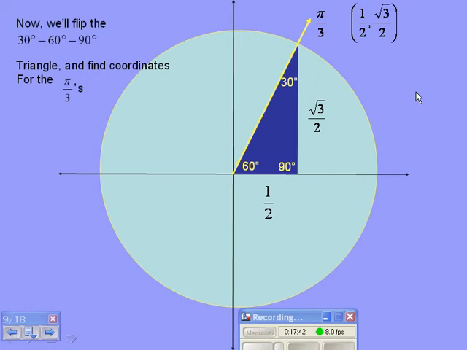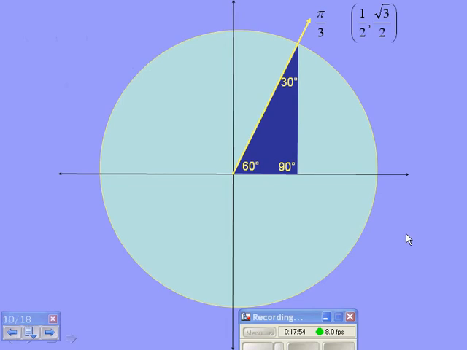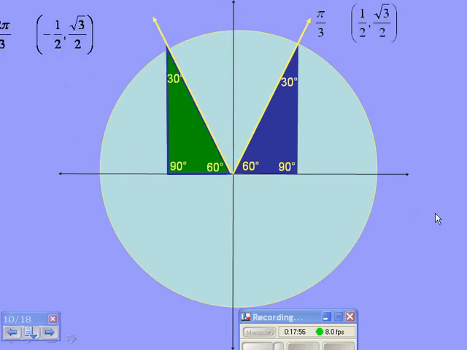Okay? Now we're going to do the same thing. We're going to flip it around. Guys, when you flip this through the quadrants, what's the only thing that changes? The negatives and positives, right? The signs on those numbers. So in the second quadrant, you should be at 2 pi over 3. And it's going to be negative 1/2, comma, root 3 over 2.